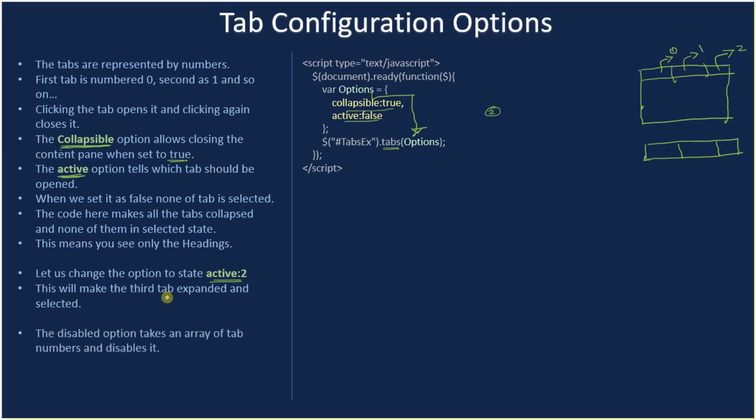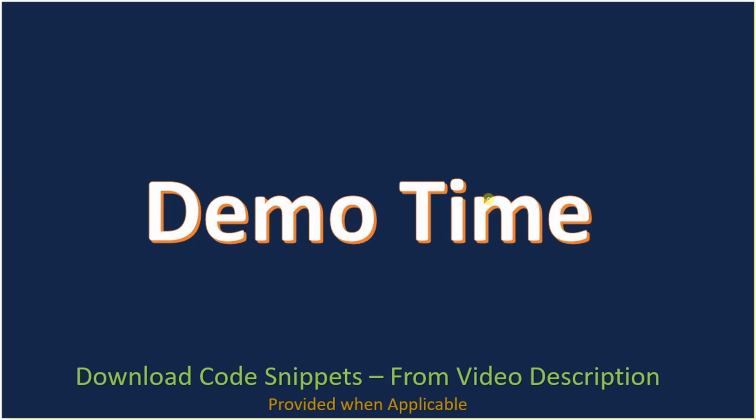The disabled option takes any array of tab numbers and disables it. Here we disabled first and third tab. If you look at here, this time in the options we are specifying disabled and we specify the tab numbers 0, 2. That means we are disabling the 0th and 2nd tab. All other tabs are active. User can navigate and they can open it. Alright, now let's go to demo and explore all these tab options.